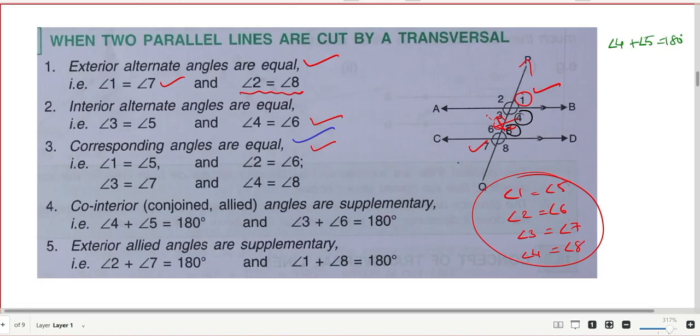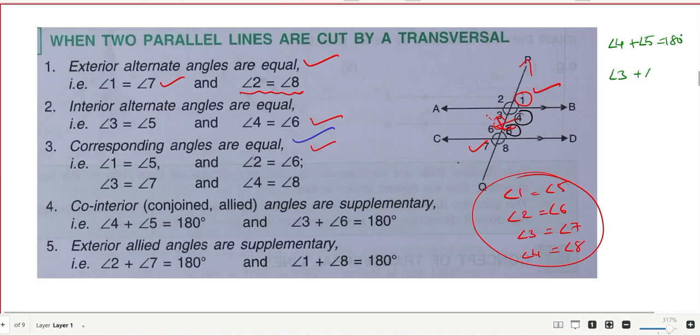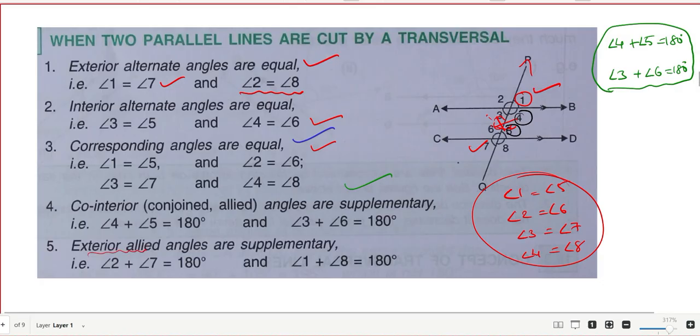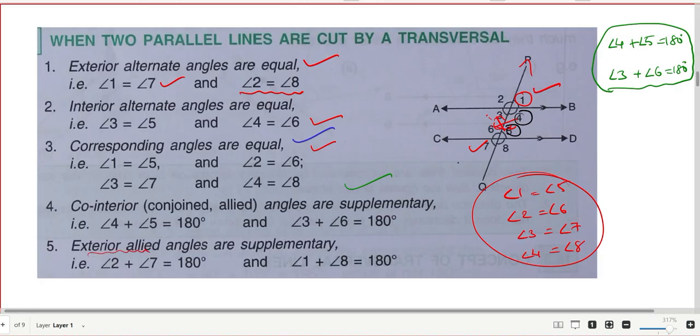In the same manner, angle 3 and angle 6, the sum of them is equal to 180 degrees. If the sum of two angles is 180 degrees, then we also say them as supplementary angles to each other. That's the reason we say that co-interior angles are supplementary. In the same manner, we can make use of the same concept for co-exterior angles. The sum of co-exterior angles is equal to 180 degrees.